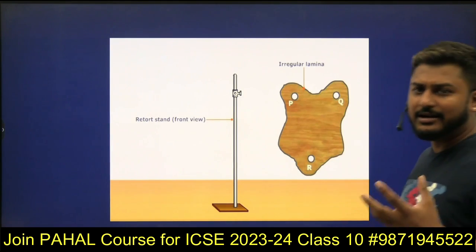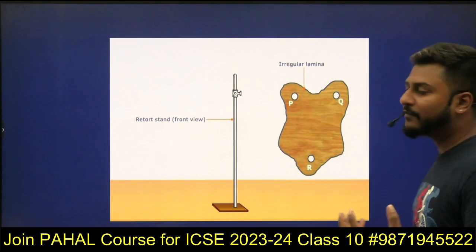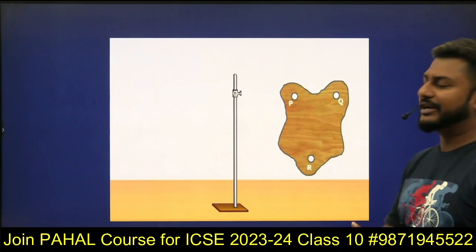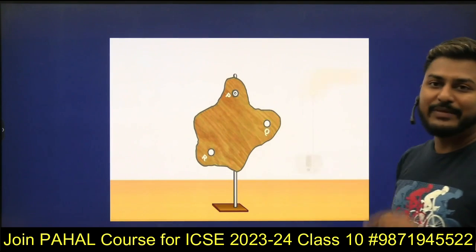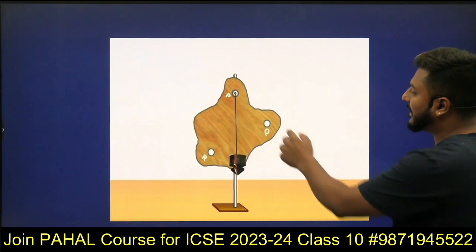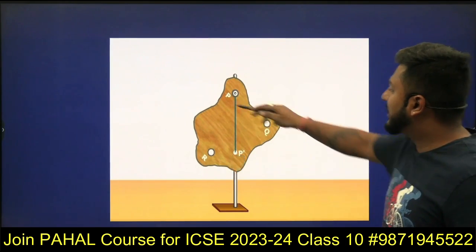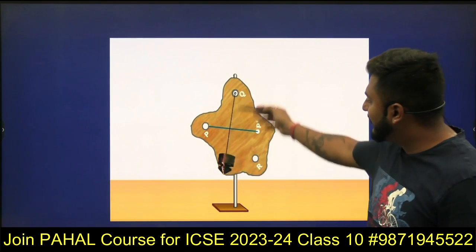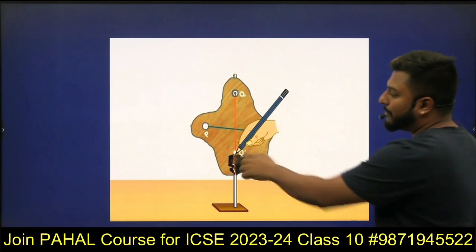Now I'm explaining the experiment that is given in the book of how to find the center of gravity of an irregular lamina. Lamina basically means an irregular object, right? So what we'll do is we'll make 3 holes at the boundary of this irregular shape. We made 3 holes, and named them P, Q, R. We have pivoted the lamina at some point, and then we tie a weight. Wherever this weight comes to rest, we draw a perpendicular line.